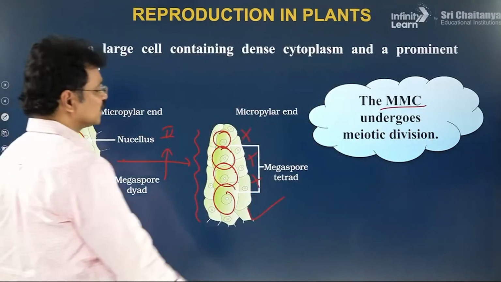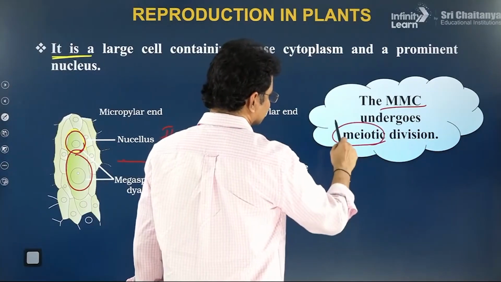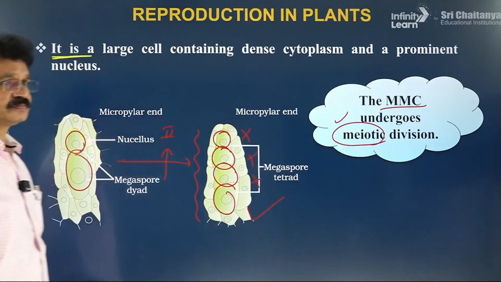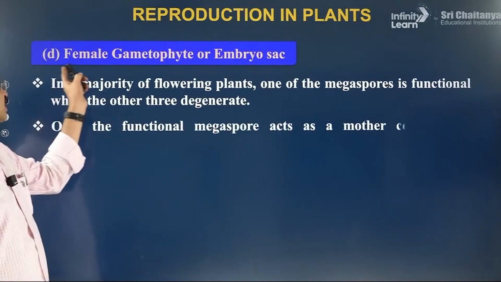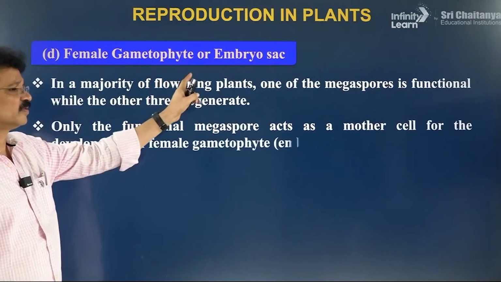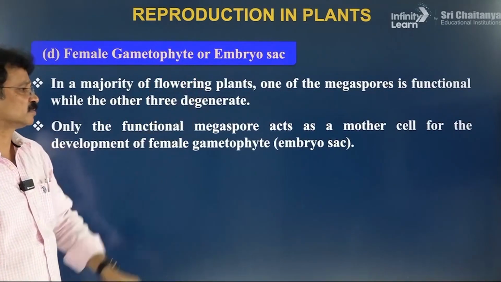What kind of cell division occurs in micro and megaspore mother cells? Meiosis. I will explain about the structure of female gametophyte and development of embryo sac in next class.